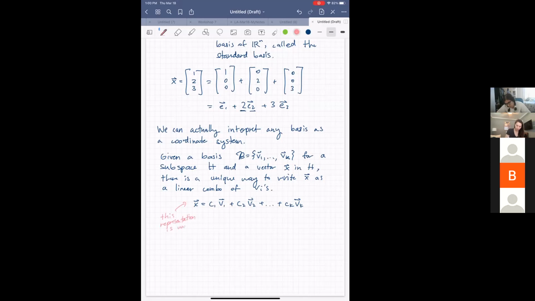So, because for any x vector in H, there's only one way to write it as a linear combination of the vectors in the basis. Mm-hmm. Yeah, exactly. It's not too hard to prove, but I was going to skip over that unless you guys are interested in seeing the quick proof.